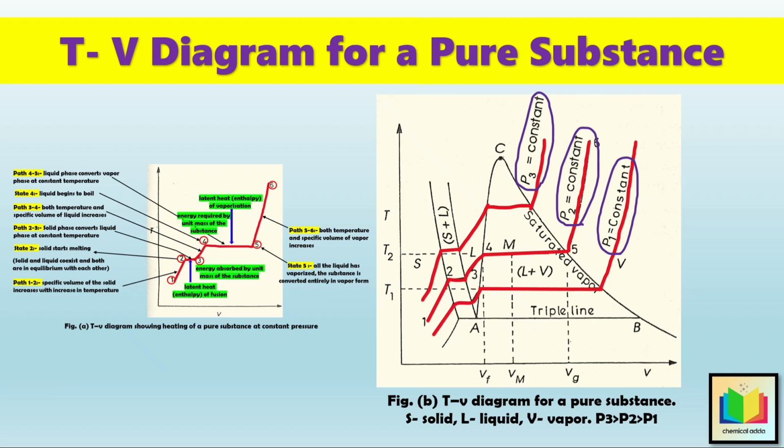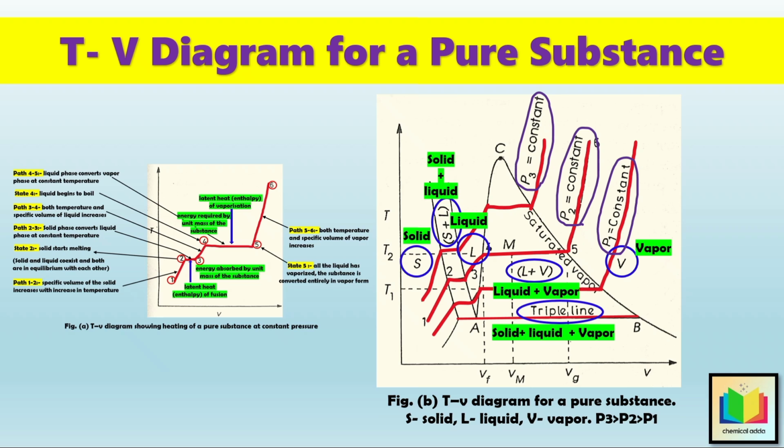So, each of these lines shows how a pure substance behaves when it's heated at a specific constant pressure. So let's understand this in detail. So, in figure B, in the regions marked S, L, and V, only one phase, that is, solid, liquid, or vapor, is present. Then, in the region marked S plus L, both solid and liquid phases coexist in equilibrium, and, in the region marked L plus V, the liquid and vapor phases coexist in equilibrium. Then along the line marked triple line, all three phases, solid, liquid, and vapor, coexist in equilibrium.